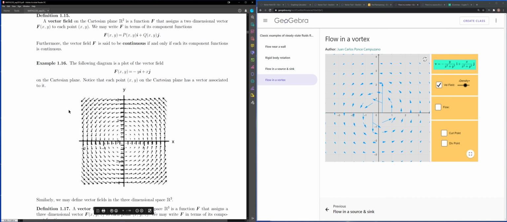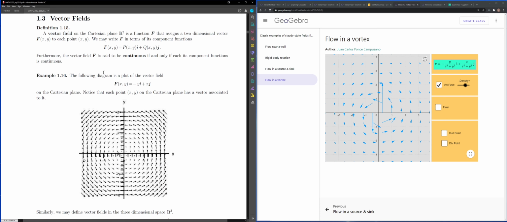Alright, so far we looked at vector fields in the plane, such as this one over here. Here P is minus y over x squared plus y squared, and Q is x over x squared plus y squared. By P and Q I mean this over here. So this is a vector field in the plane.